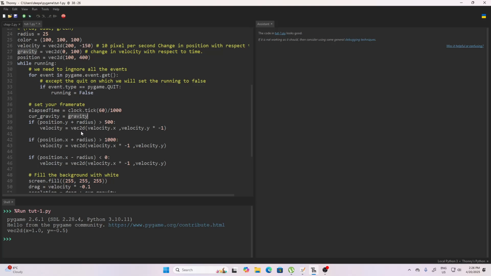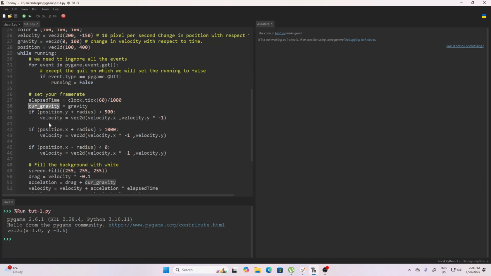But if we hit the wall, which wall is the downside? The down one is this one, right? So if we hit the down wall, we want the gravity to be 0. Vec2D, zero comma zero.